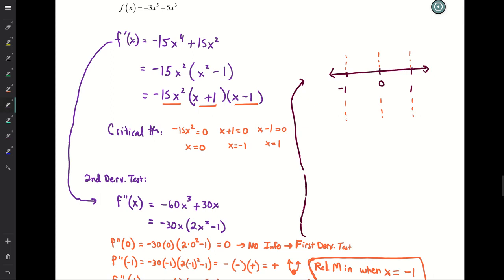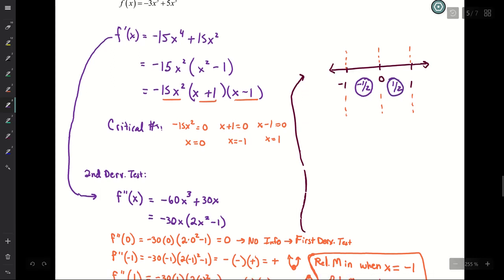Like here, I already know that -1 yielded a relative min, and I knew that 1 yielded a relative max. But when choosing my test values for 0, I specifically want to be careful. I need to choose something between -1 and 0. That sounds like it'd be something like -0.5. If you want to do -0.5, you could definitely do that. The other would possibly be 1/2. Then I'm plugging those values back into my first derivative.